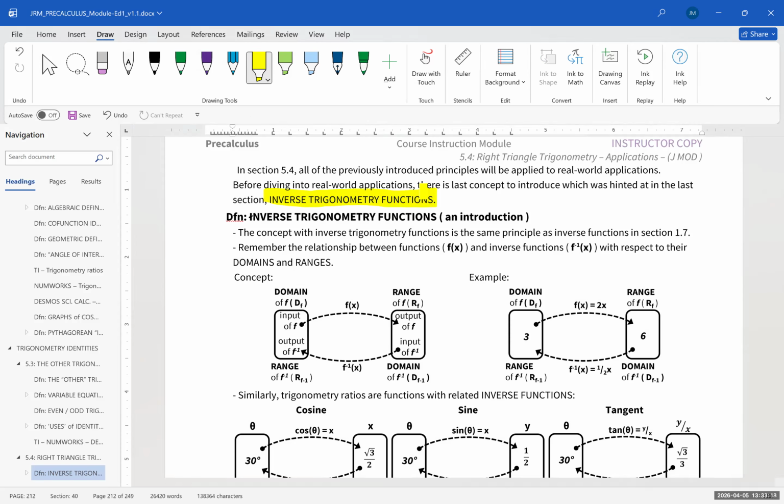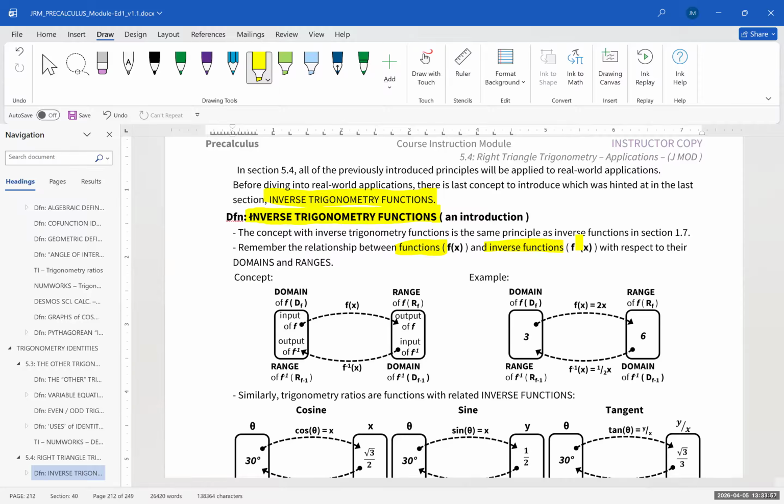All right, and previously I gave the distinction between reciprocal and inverse. So let's maybe go into just a little more depth on what we mean by inverse trig functions. The concept with inverse trig functions is the same principle as inverse functions that were covered earlier in chapter 1. So remember the relationship between functions and inverse functions with respect to their domains and ranges.